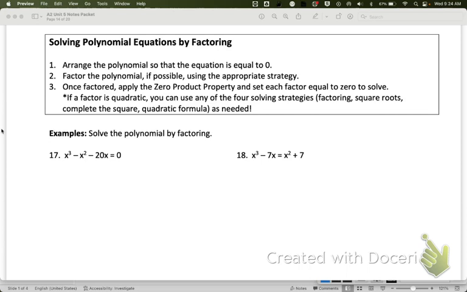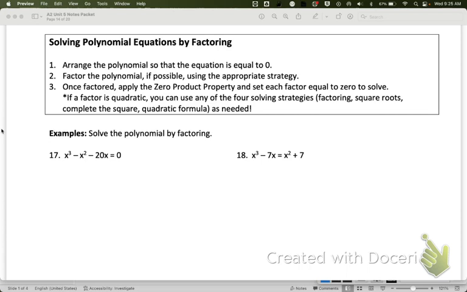So remember, if we're going to solve, and this is the same strategy as with quadratics, we need to first make sure the polynomial is equal to 0 because we want to be able to set those factors equal to 0. Then we'll factor it, if it's possible, using a strategy that is appropriate. And then the last thing is we're going to apply the zero product property, which means set each factor equal to 0. If the factor is quadratic, then you can either factor it, square root it, complete the square or use the quadratic formula as needed. You might get imaginary solutions, and that's okay. We're going to count those as solutions. So you might get some real number solutions, you might get some imaginary number solutions.